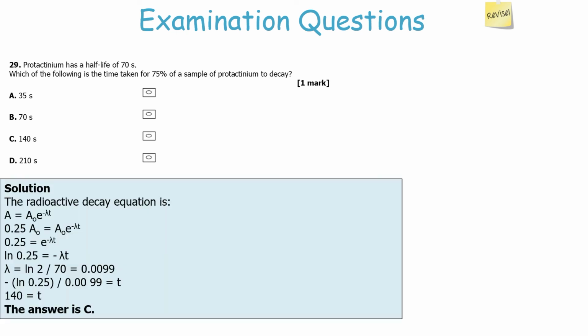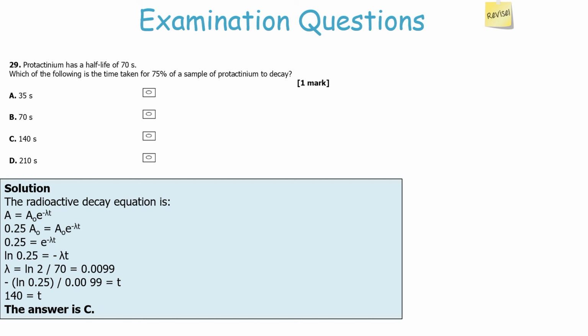Now, like the capacitor's equation with exponential decay, we've got to do the same for radioactive decay. So the radioactive decay equation is A is equal to A0 e to the minus lambda t. Now again, the important detail is in the question. It tells you that 75% of the sample has decayed, so you've only got 25% left, or 0.25.